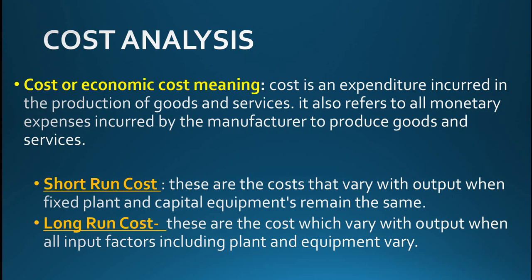Next is long run cost. These are the costs which vary with output when all input factors, including plant and equipment, vary. So in short run the plant and capital equipments remain the same, but in case of long run, even the plant and equipment and all other factors change with the level of output.